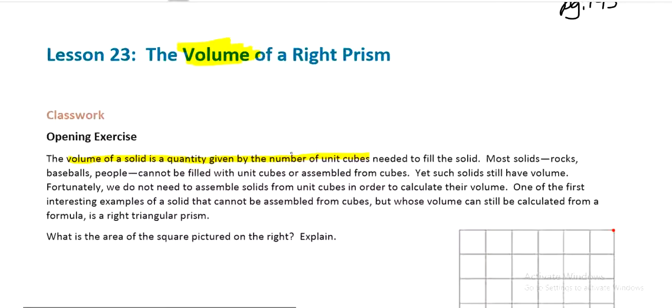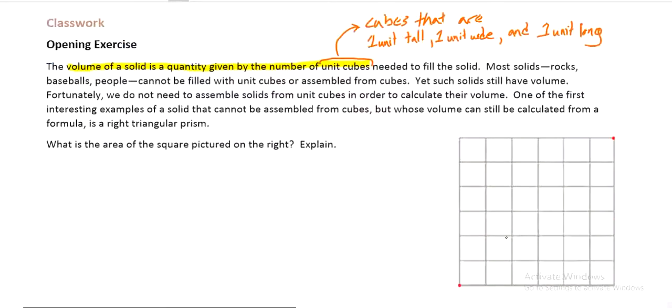So unit cubes are cubes that are 1 unit tall, 1 unit wide, and 1 unit long. Kind of like area. Area was measured in squares that were 1 unit wide and 1 unit long. Cubes are three-dimensional, so we also have that tall measurement in there.